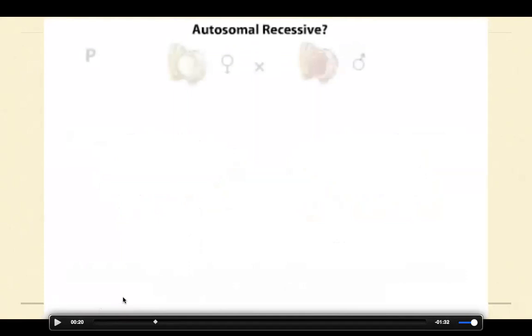So I think he's going to bring it up now, but if it was an autosomal trait, meaning that it's not on the X or Y chromosome, you would expect to find an equal number of white-eyed males and females. But because it's an X-linked trait, it only occurs on males.